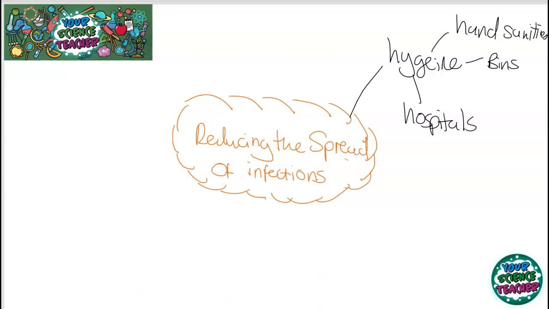Also, government measures. Think about just the coronavirus, which we have experienced. The fact that the government introduced a 2-meter rule. The 2-meter rule meant that people weren't coming into contact as much. This therefore stopped the spread of the disease.